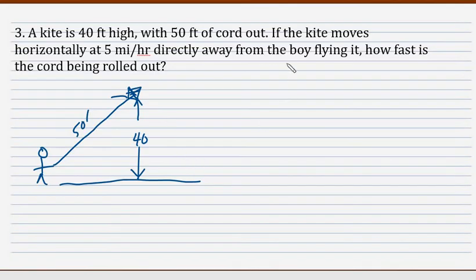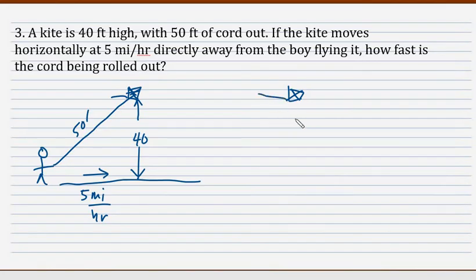Okay, so next situation from the problem, there's a wind blowing directly away from the boy and it is moving horizontally at 5 miles per hour. So this is moving 5 miles per hour. If I may illustrate the change here, your kite will still be at 40 feet. The boy's kite will still be at 40 feet.